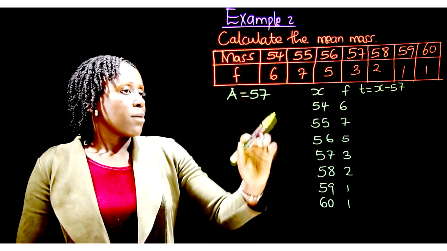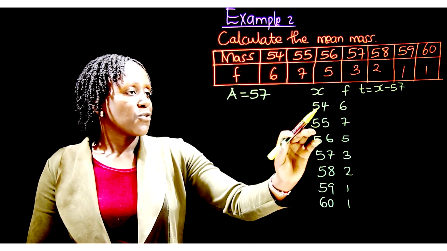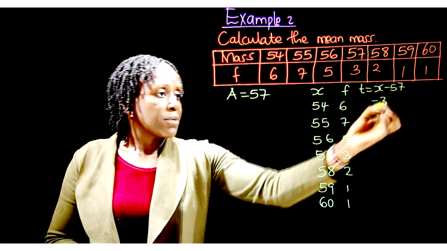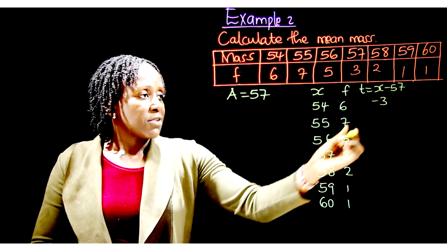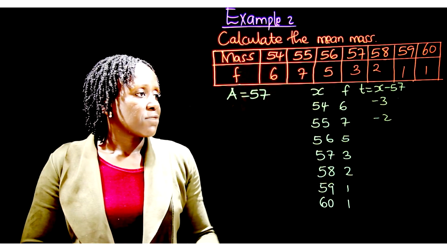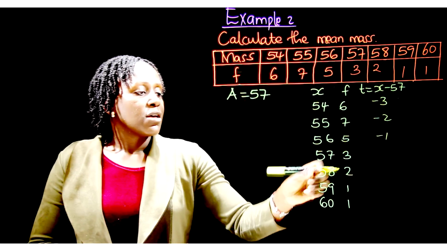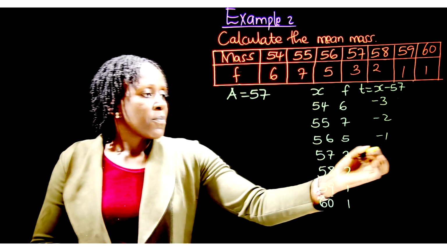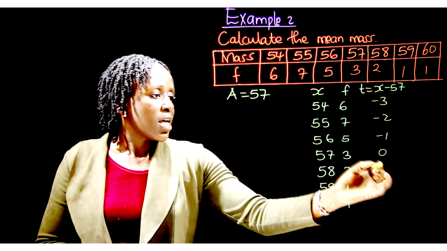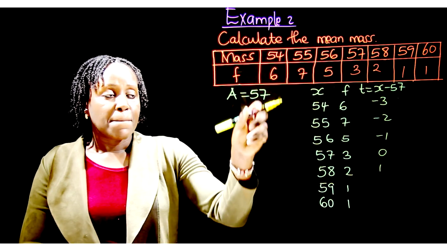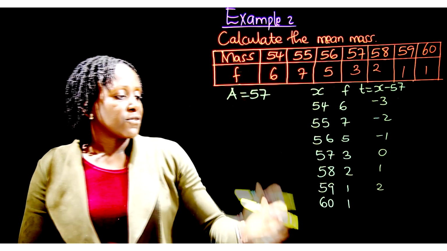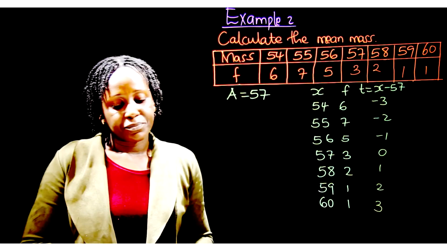Now, the first value of x is 54. 54 minus 57 is negative 3. 55 minus 57 is negative 2. 56 minus 57 is negative 1. 57 minus 57 is 0. 58 minus 57 is 1. 59 minus 57 is 2. 60 minus 57 is 3.